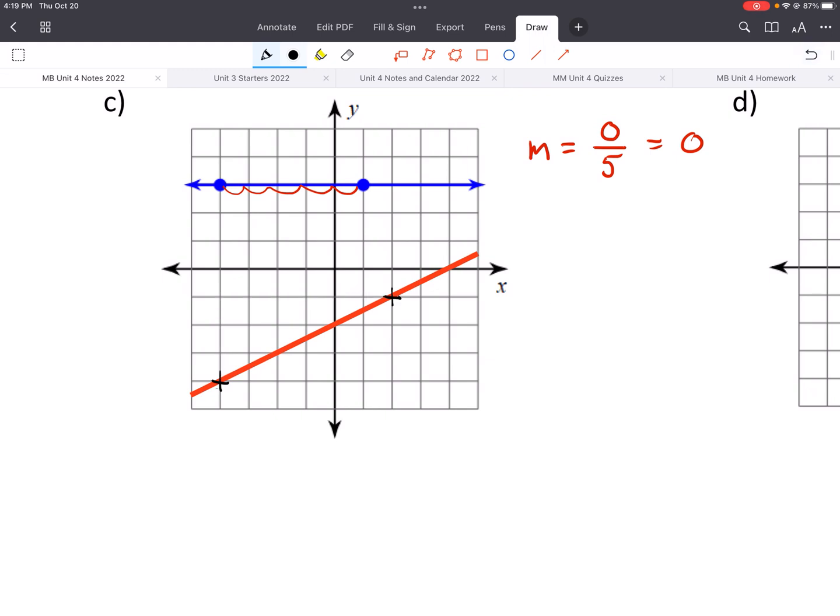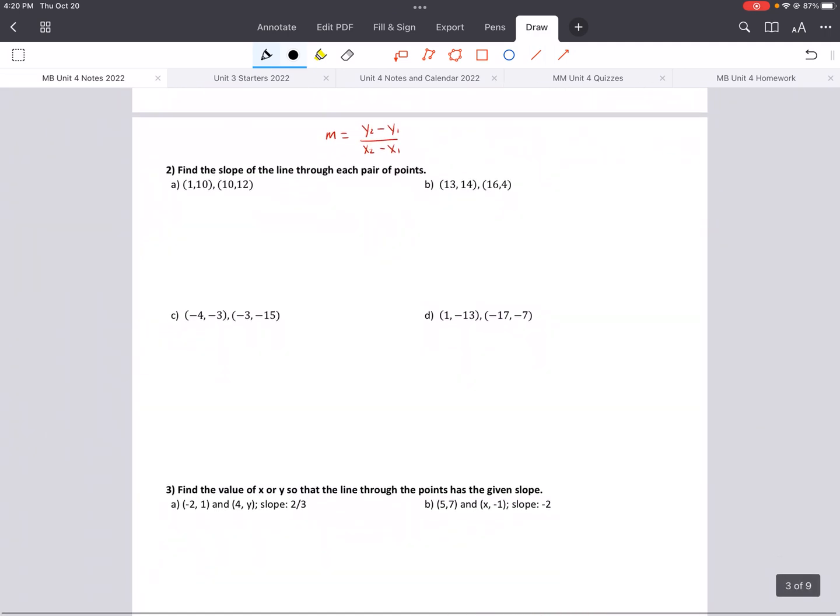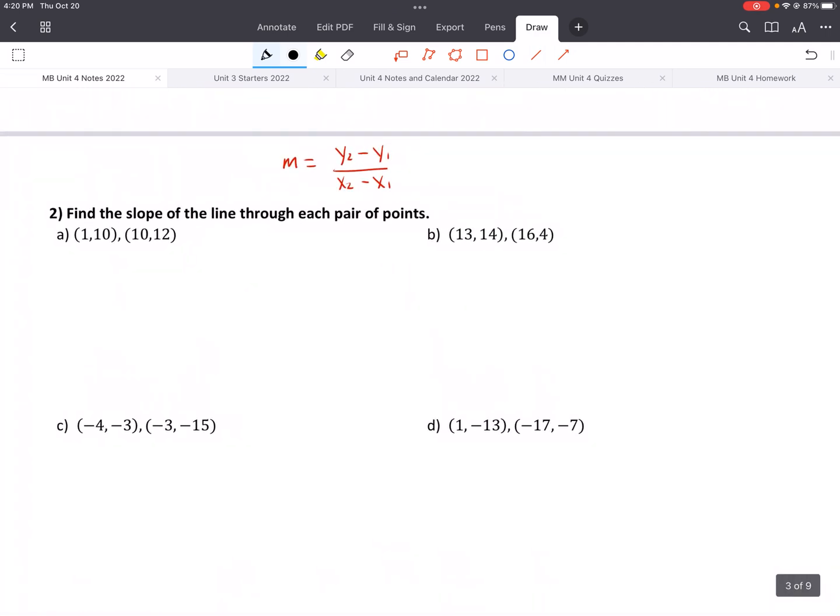So when I'm saying, you wouldn't want to choose this, because then you'd have to go... I mean, not that you couldn't do it. There's nothing wrong with it. It just makes it more difficult. So I would always choose spots that are nice points like that, or that, or that, okay. All right, next thing up is finding the slope from 2 points.